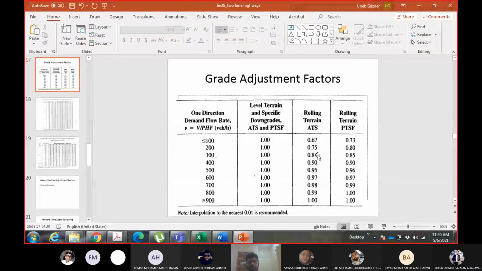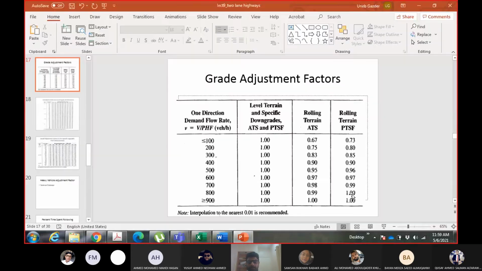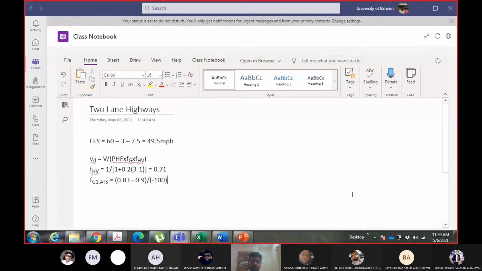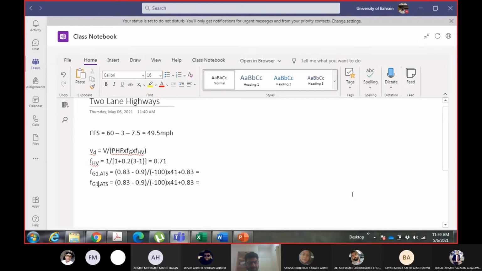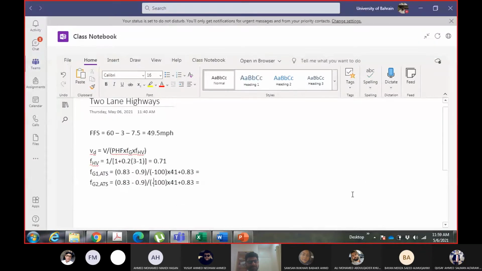So 0.83 and 0.9. Let me do the interpolation. I will write down the equation. You can do the interpolation. 0.83 minus 0.9, divided by 300 minus 400, which is minus 100, multiplied by 41 plus 0.83. How much? 0.858.